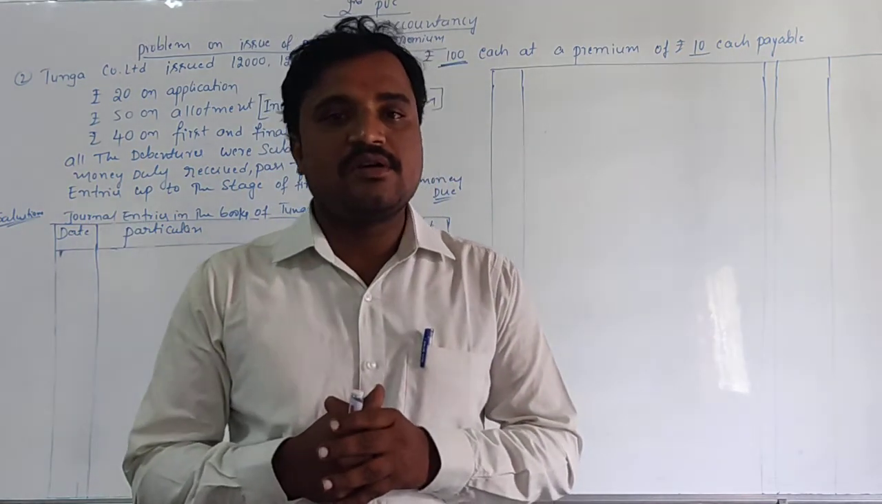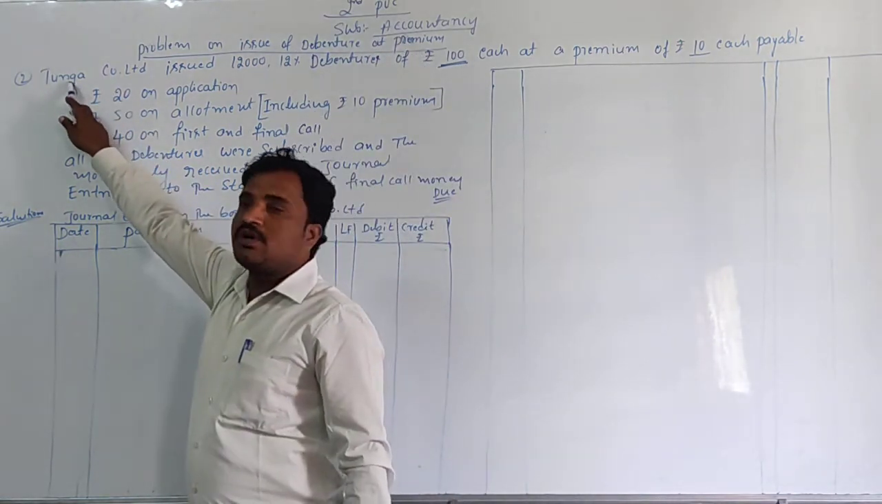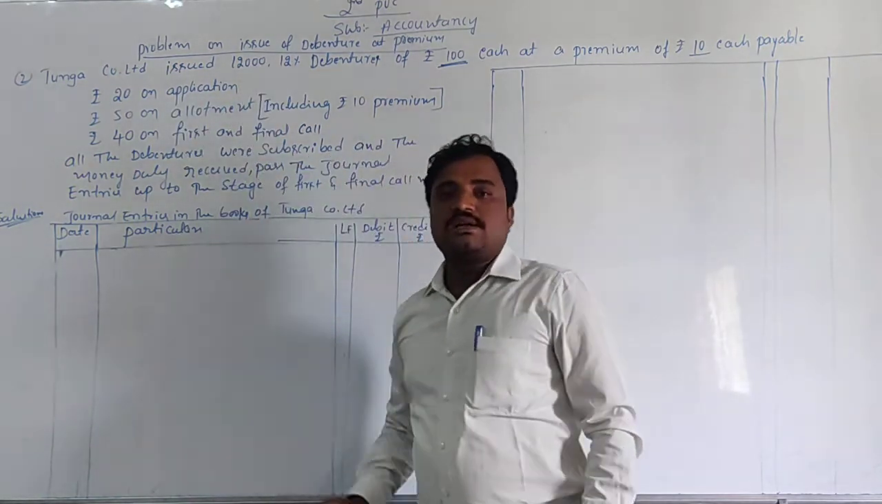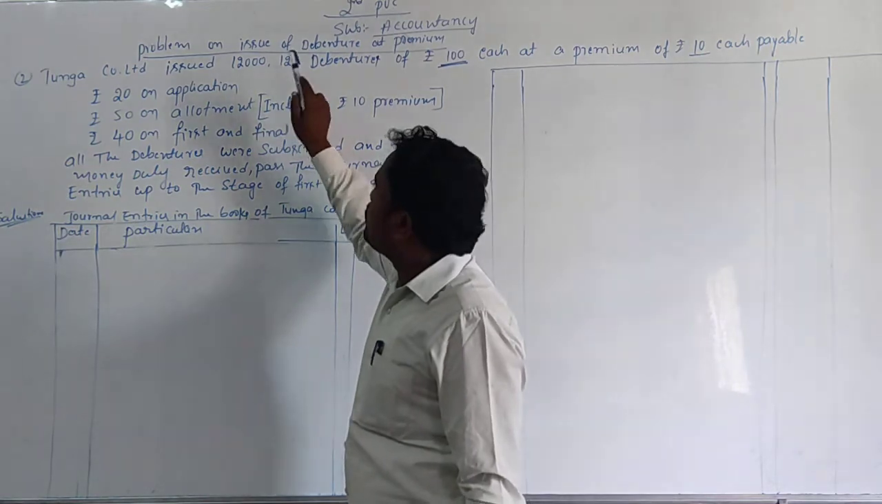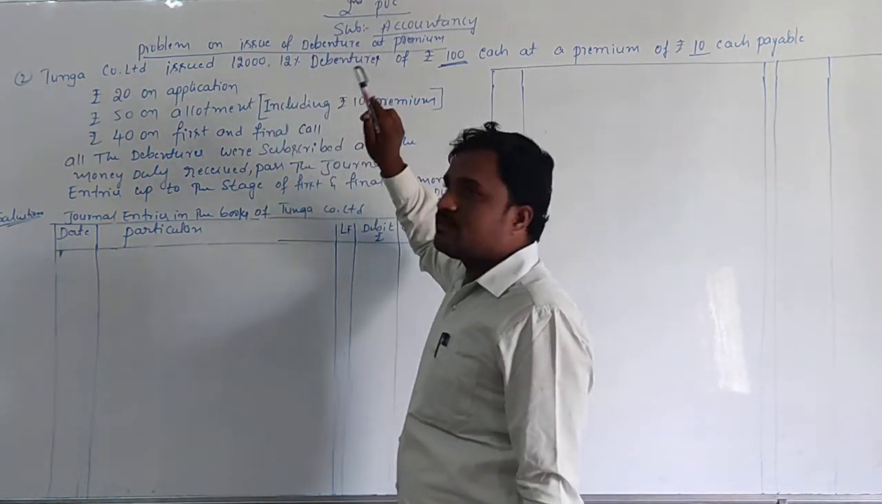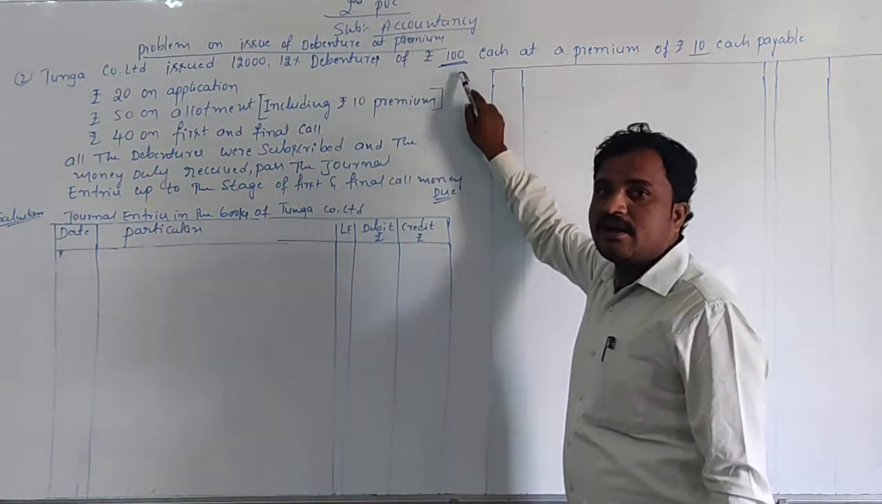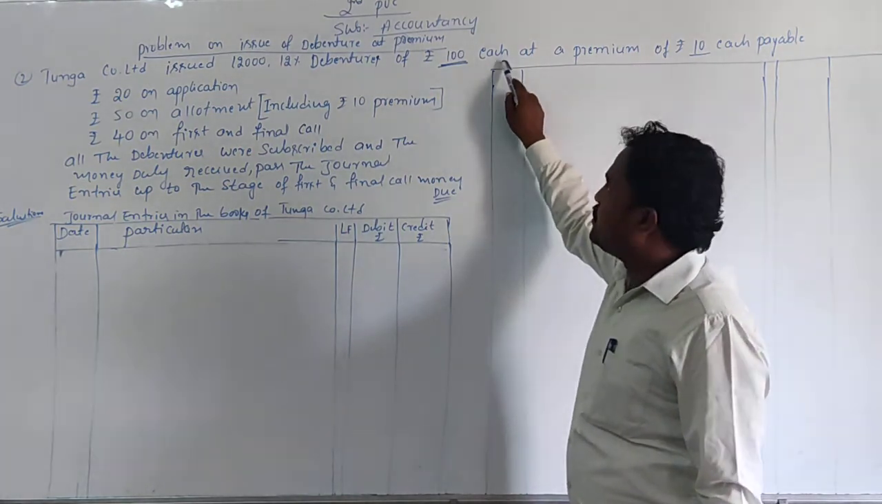So before making the journal entries, we need to understand what is given in the problem. We are given the name of the company, Sunga Company Limited, which issues 12,000 12% debentures of rupees 100 each. 100 is the face value or par value of each.